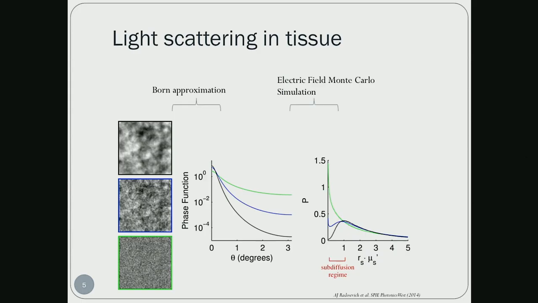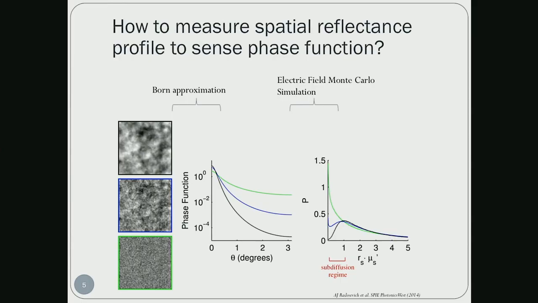As an example here, I show on the left three different numerically generated media representing three different tissue types. Using the Born approximation, we can calculate the phase function from these three tissue types. That's shown in the middle. And on the right is the rotationally averaged impulse response, or P of R. So the question is, if you want to measure this P of R and be able to distinguish these different tissue types, how do you measure P of R?